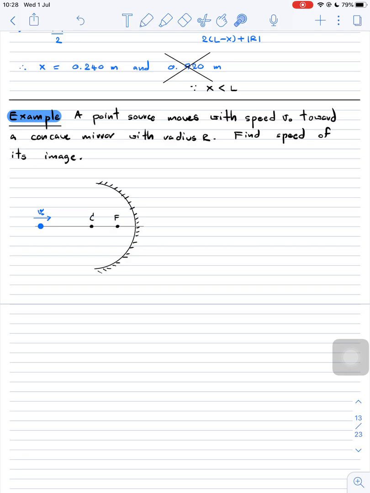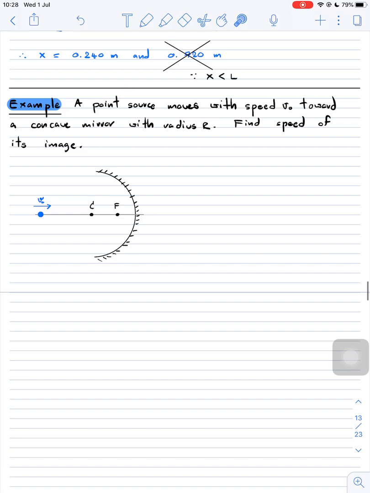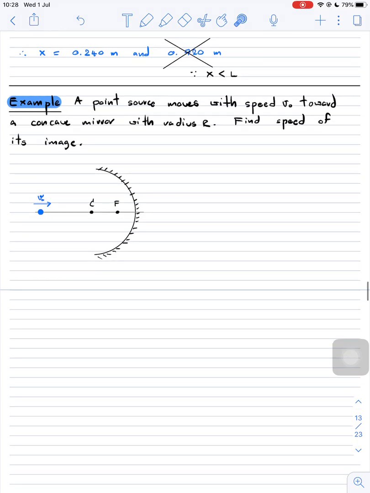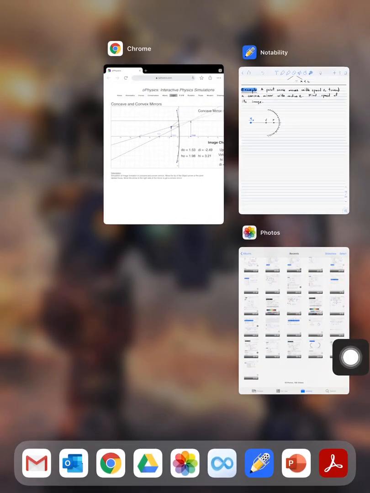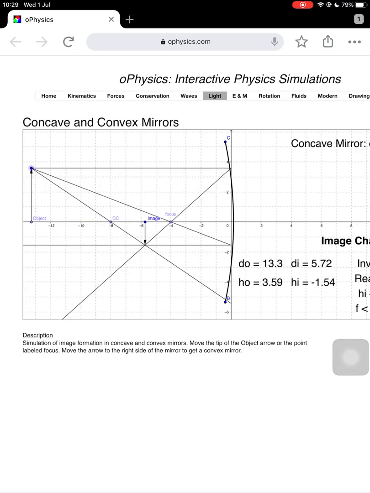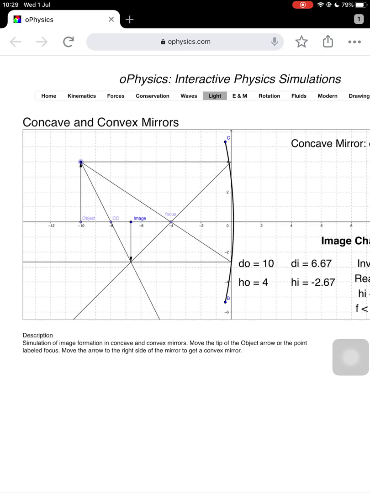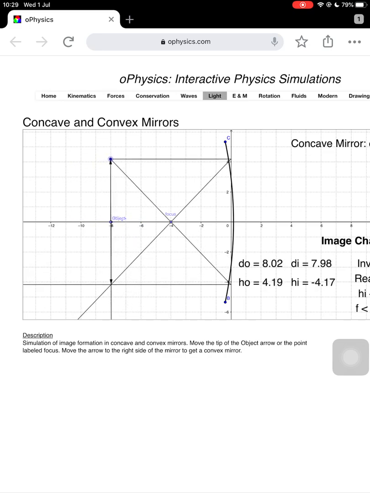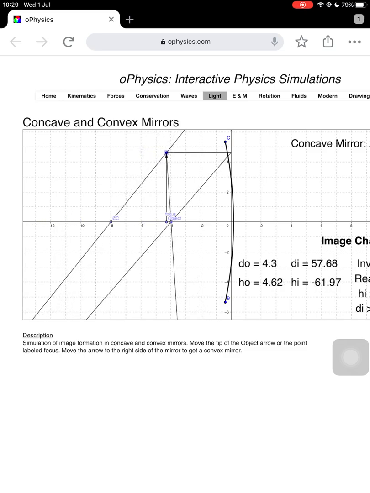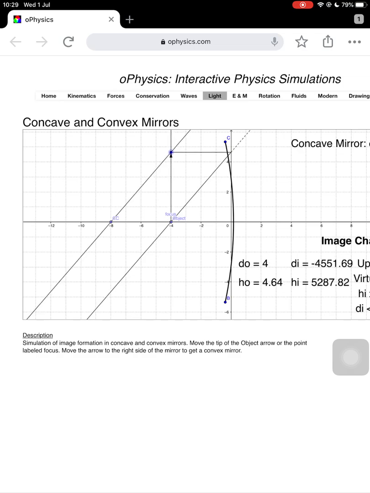So now we just want to find the speed of the image due to this point source here. One thing that you can see, if you consider this simulation again, is that when the object moves toward the mirror, the image will move in the opposite direction, and the image will be larger and larger as well, until the object is close to the focal point. When it reaches the focal point, the image will be at infinity, so it means that we cannot see the image anymore.